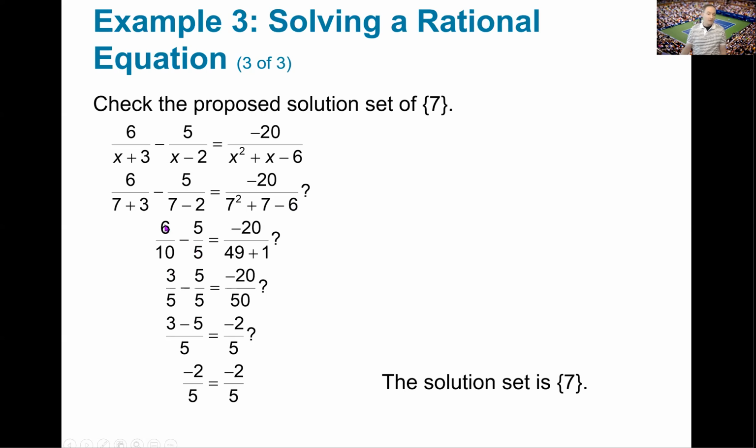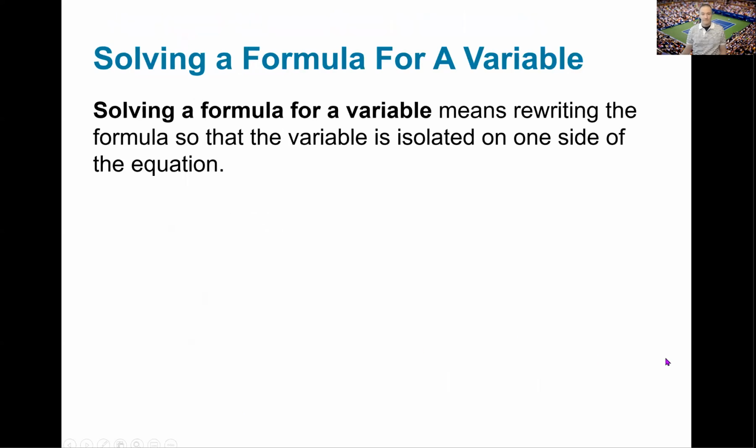Well, actually, I can reduce down the 6 over 10 to 3 over 5 and say 3 over 5 minus 5 over 5 is going to give me -2 over 5. The right-hand side, -20 over 50, also reduces down to -2 over 5, and I can say, just like was supposed to happen, whenever we plug in a 7, the left-hand side is equal to the right. That is evidence that our solution was the correct solution.